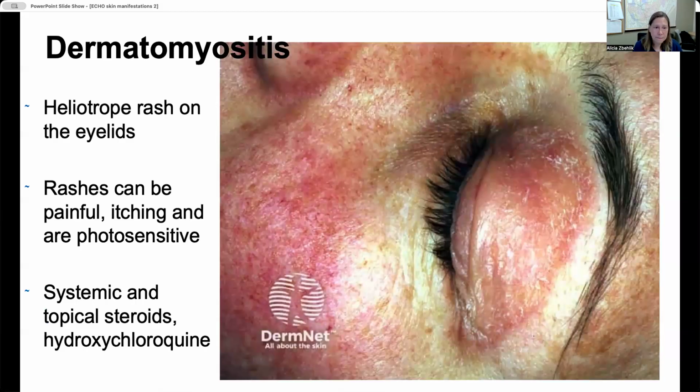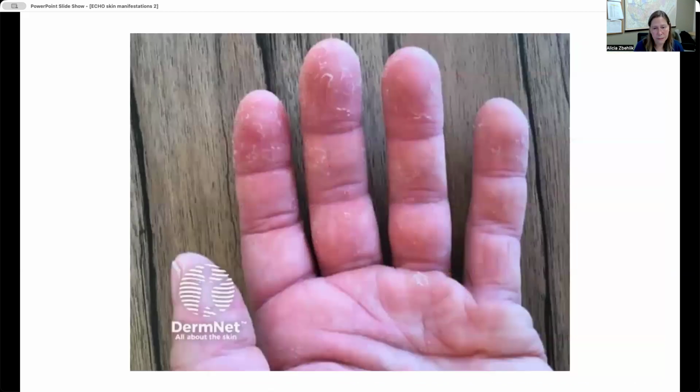So next slide. And then this is another common presentation, and it's called heliotrope, which is a color purple version of purple. So people who are presenting with rashes on the eyelids definitely deserve our attention, and we should be thinking about other things that can be associated with it. And we have lots of things that treat this. Often steroids, hydroxychloroquine can be really helpful in some of these settings. Sometimes we'll use IVIG and other more advanced medications.